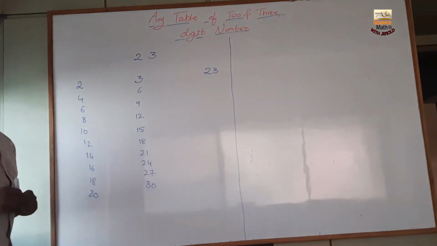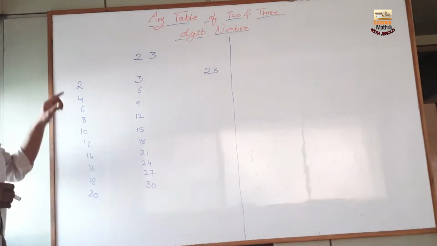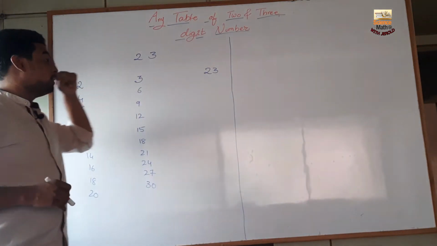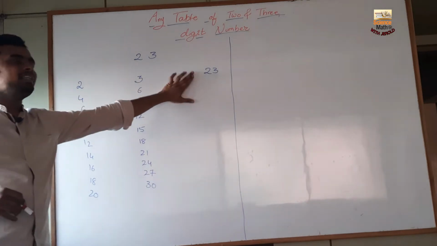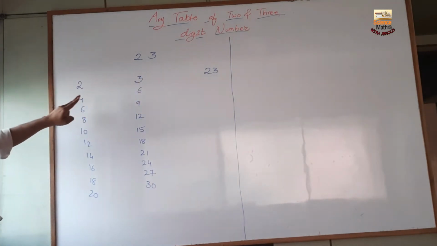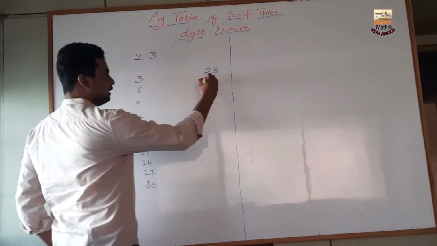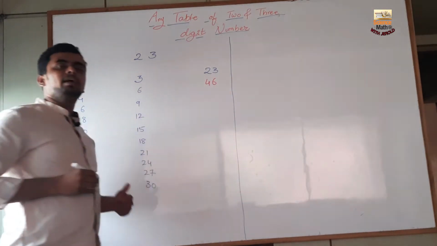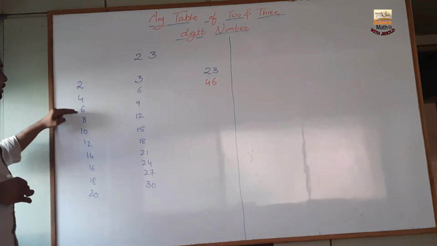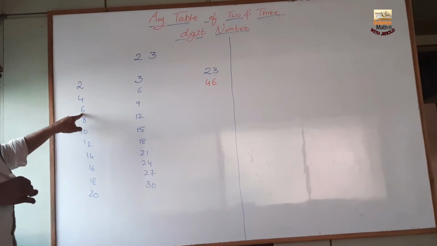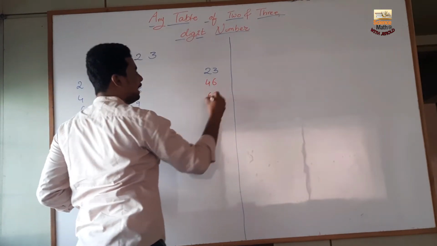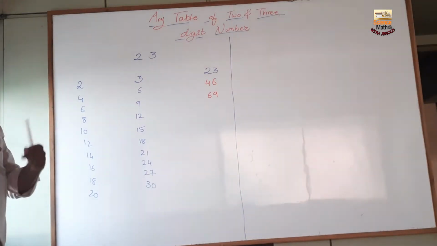With this, I will write the table of 23. So 2 and 3 make it 23. Same way, 23 ones are 23. 2 twos are 4, 3 twos are 6, and 4 and 6 which make it 46 is my 23 twos are 46. Next number becomes 2 threes are 6, 3 threes are 9, 6 and 9 is 23 threes are 69. Now comes a different part.